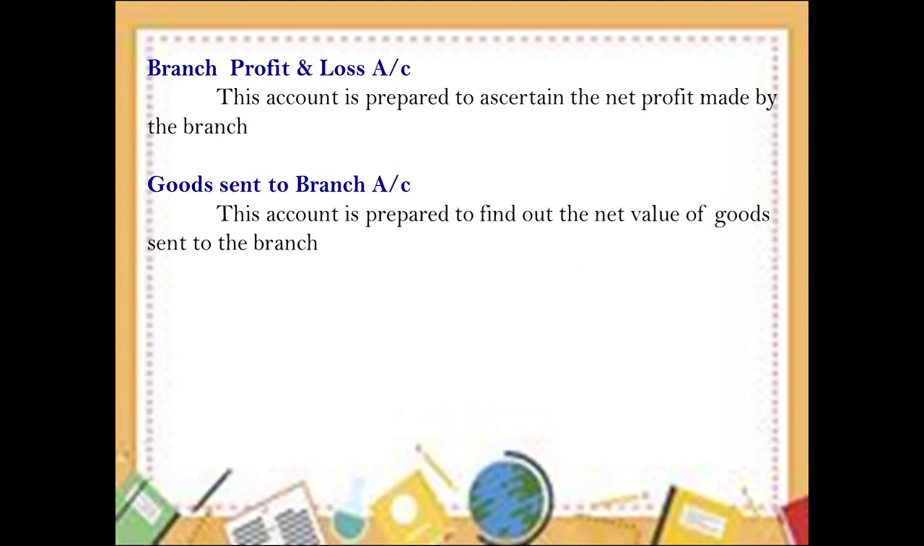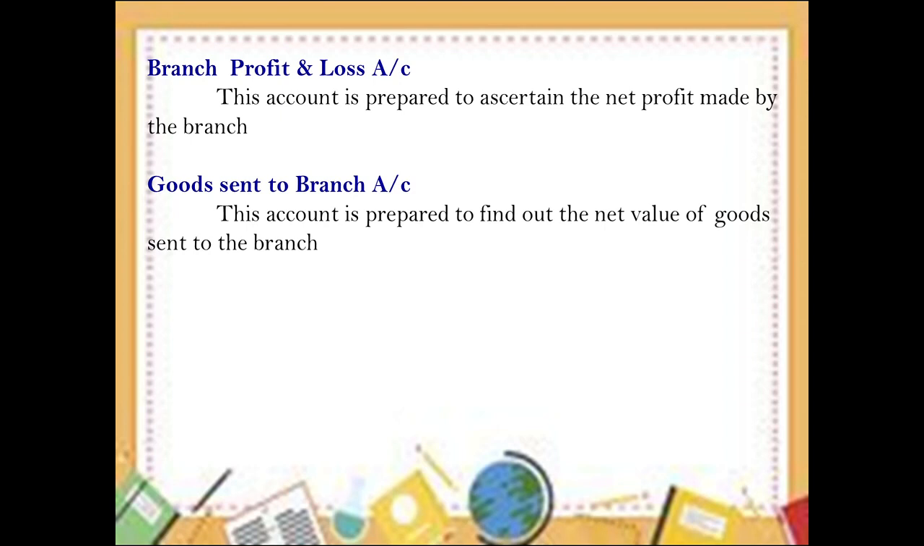And the next account, branch profit and loss account. With the help of branch profit and loss account, we have to ascertain net profit made by the branch. It is debited with the balances of branch expenses account and shortage in stock. It is credited with gross profit as shown in branch adjustment account and surplus in stock. The balance in this account indicates net profit or net loss of the branch.